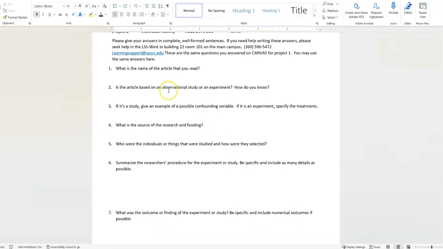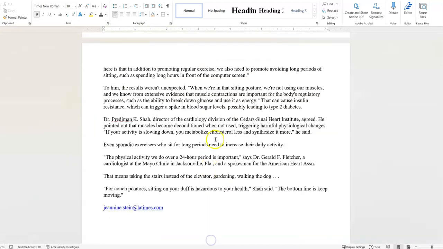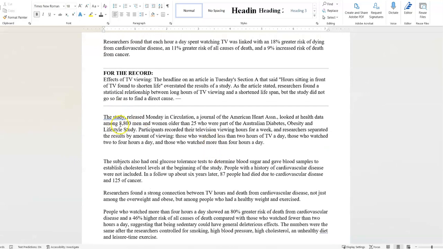The next question is, who were the individuals or things that were studied and how were they selected? So in this particular study, it says the individuals that were studied were 8,800 men and women older than 25, and they were selected because they had been part of the Australian Diabetes, Obesity, and Lifestyle Study. That's all we have to say there. We want to say how many people were involved, if it was men or women, if that's important. It could be cars or something, and the fact that they were over 25 is important, and that's it.